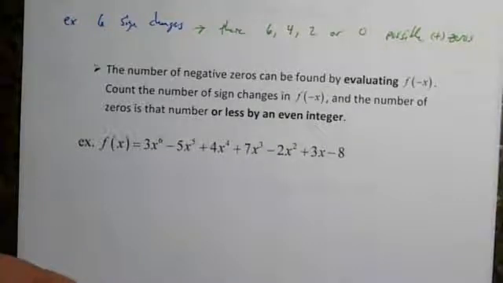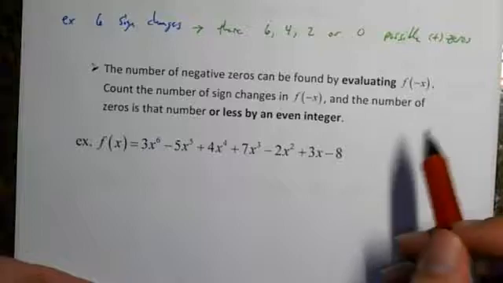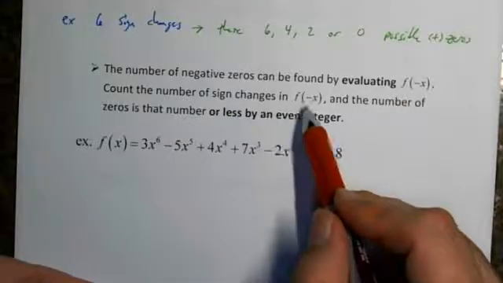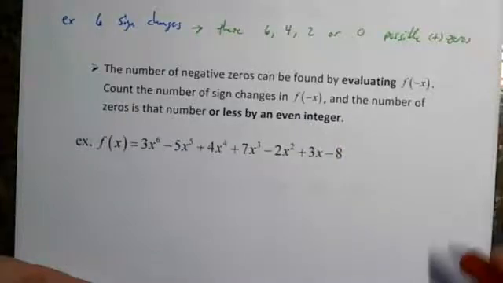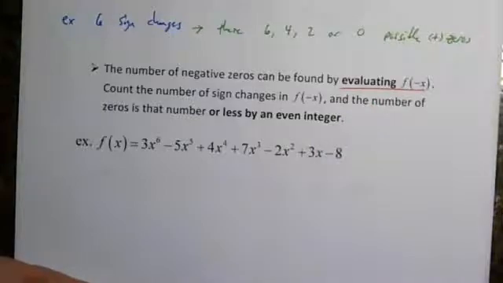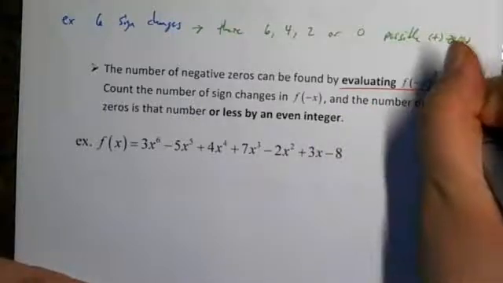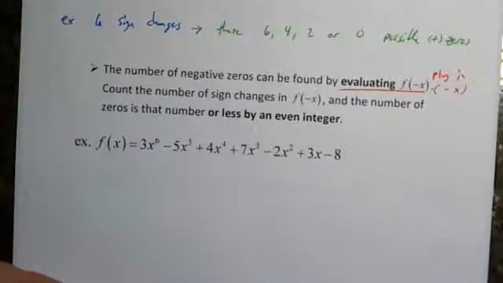So again, now Descartes' rule of signs for negative zeros. The number of negative zeros can be found by evaluating f of negative x. Count the number of sign changes in f of negative x, and the number of zeros is that number or less by an even integer. Okay, so remember, what does this mean? Evaluate f of negative x. Plug in negative x. That's what that means. Plug in negative x. Substitute it. So I'm going to go ahead and I'm going to substitute. And hopefully you remember this.